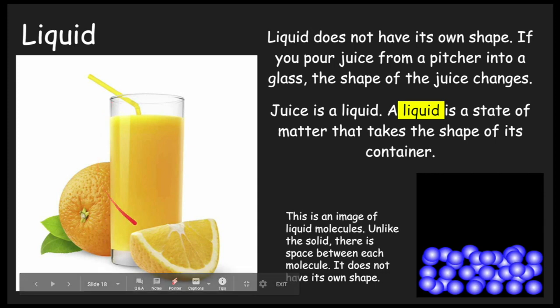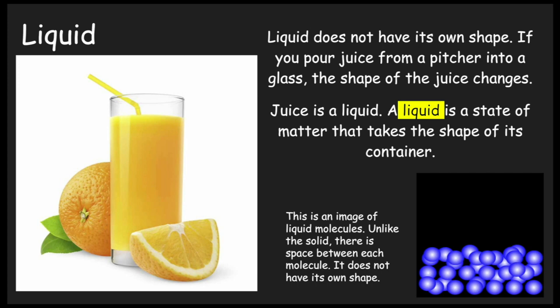If I were to change the container, so the container is what the liquid is sitting in, if I changed the container and put it into a different cup, it would no longer have the same shape as this cup. It would now have the shape of the new cup. So let's look down here at these molecules. As you can tell, when we were looking at the solid molecules, each little particle was so tight together and it made a shape. But here, these are the liquid molecules. These ones, they're not as close together. They look like they have movement. They're moving around. They don't have a shape.